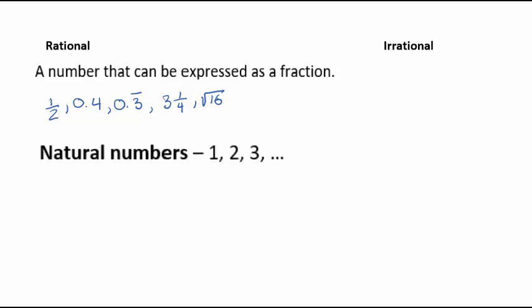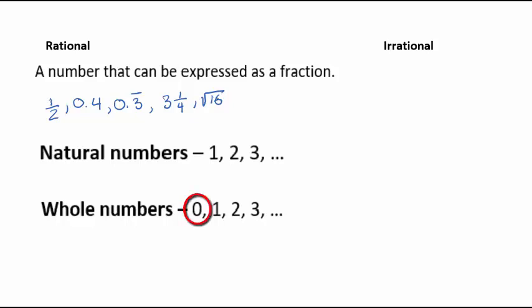Natural numbers are the counting numbers. How do you count your fingers? You start out with 1, and then you go to 2, 3, and so on. And whole numbers are all the natural numbers, including 0. So the numbers are 0, 1, 2, 3, and so on.